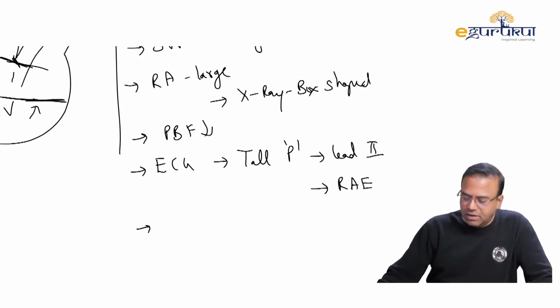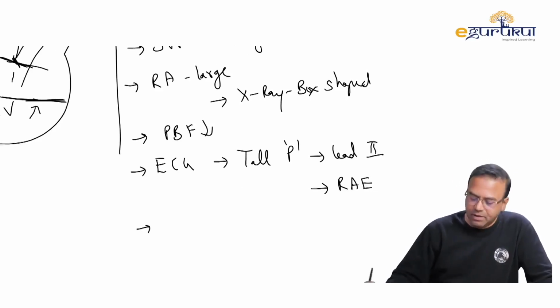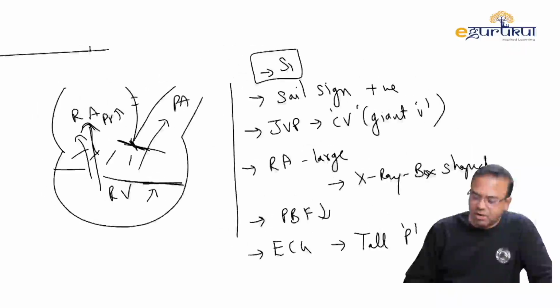Atrial arrhythmias are quite common because of the very large right atrium. Other atrial defects are also likely to occur. So atrial arrhythmias are quite common in Epstein's anomaly. So these are some of the important things to understand about Epstein's anomaly.